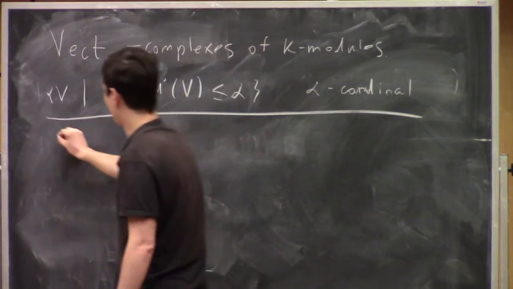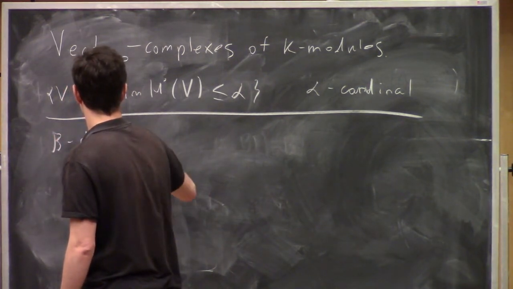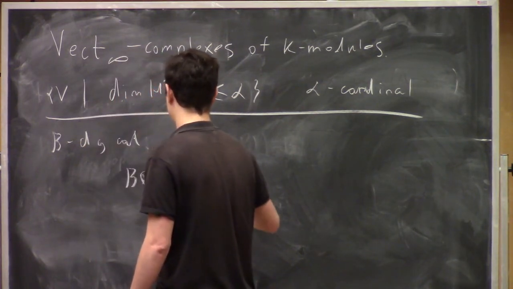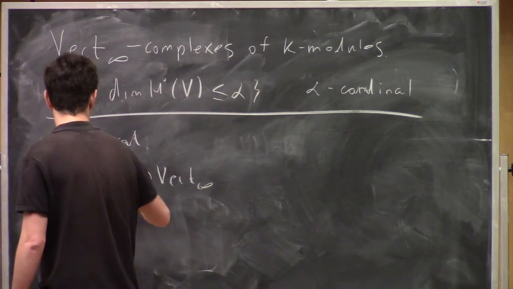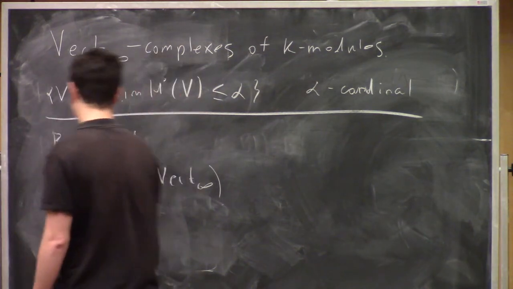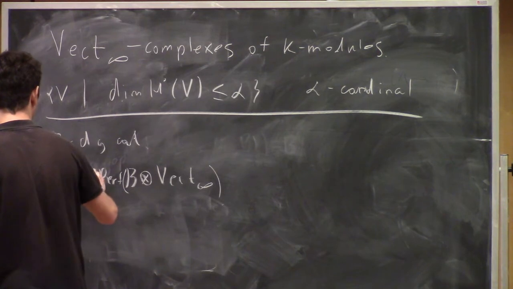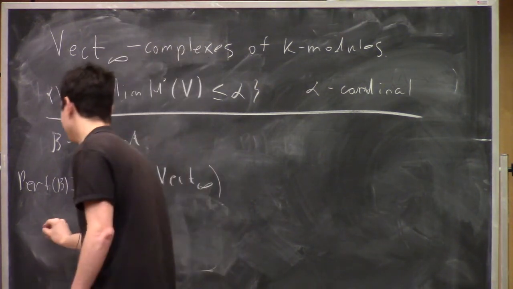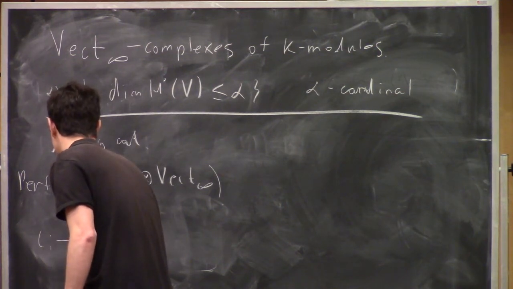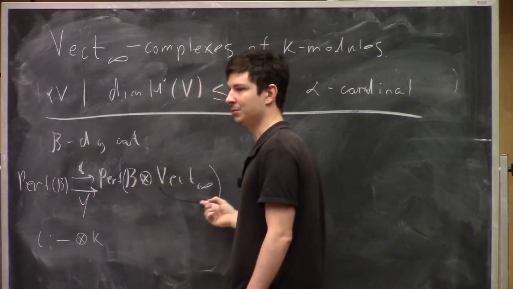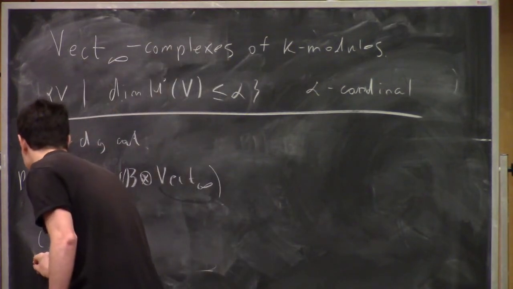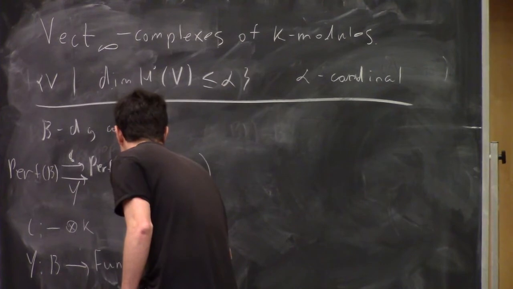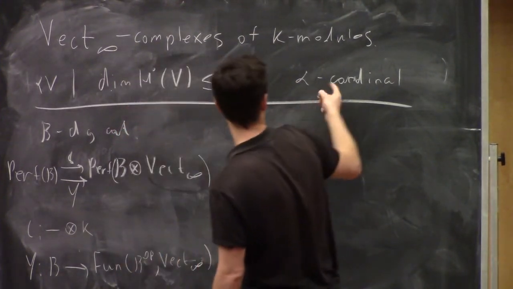And so for our DG category B, let's take the tensor product of B with these infinite dimensional vector spaces, and take perfect complexes over this. We have two natural fully faithful functors from B to this category. Let's denote them by iota and Y. Y stands for Yoneda. Iota is basically just tensoring by K. K is an object of this category of infinite dimensional vector spaces, and you just tensor by K. The second functor Y starts with B and goes by Yoneda to DG functors from B opposite to Vect infinity. This is well defined if the cardinal is sufficiently large.